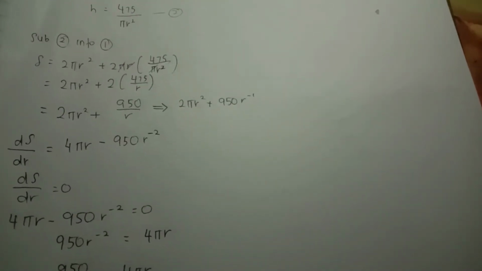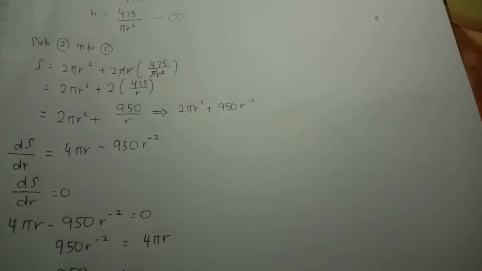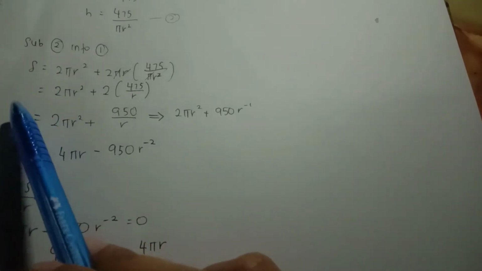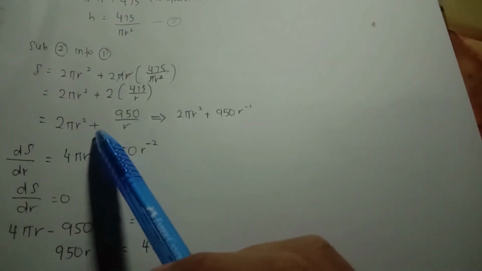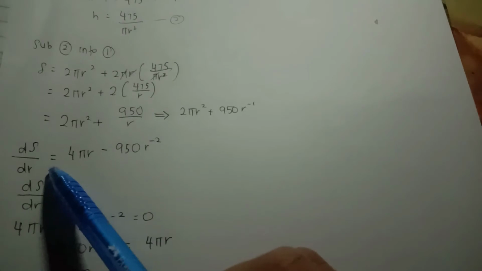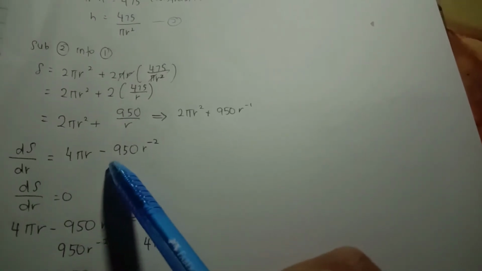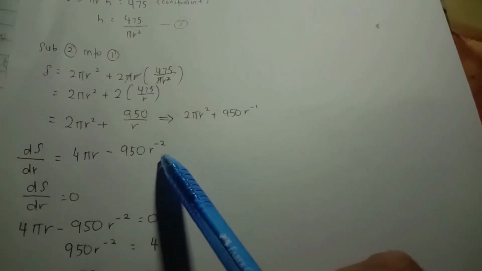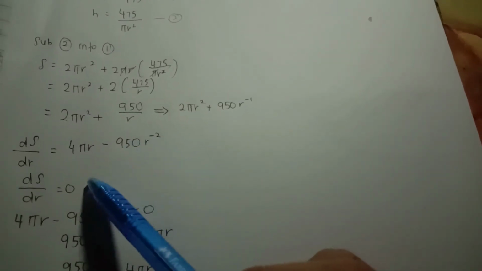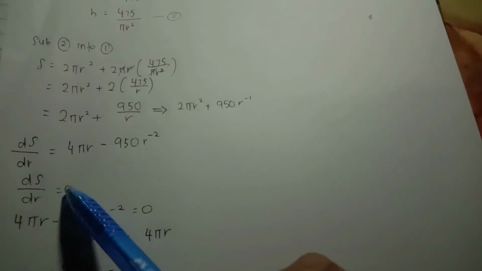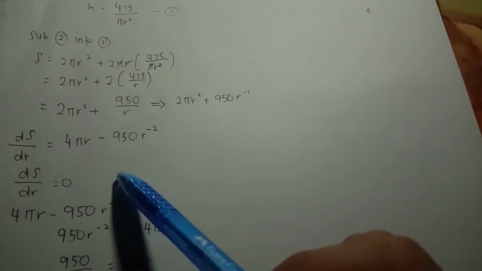Next, we use calculus to find the maximum or minimum value of the objective function. To minimize S, we need to take the derivative of S, dS over dr. So we differentiate and we get 4 pi r minus 950 r to the power of negative 2. And then we solve the equation dS over dr equal to 0 to find the critical value. We will get the critical value r approximately equal to 4.2283.